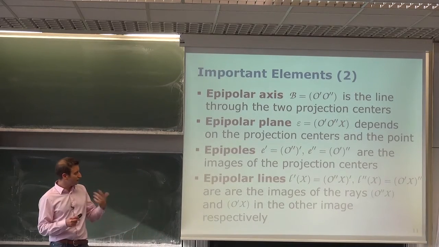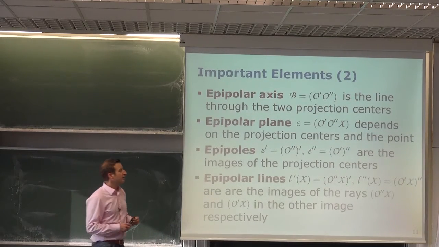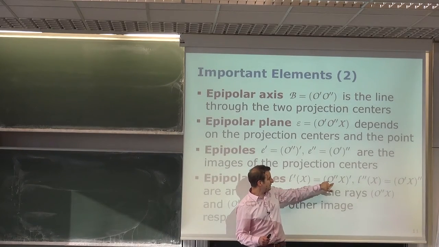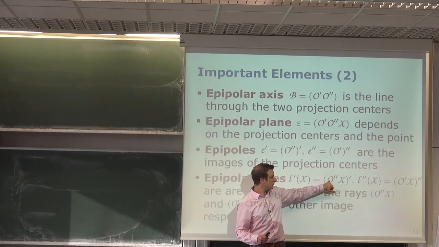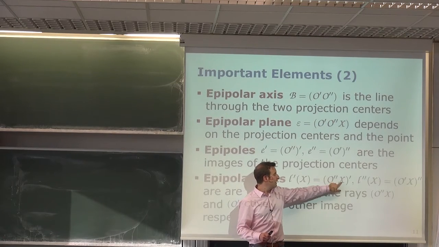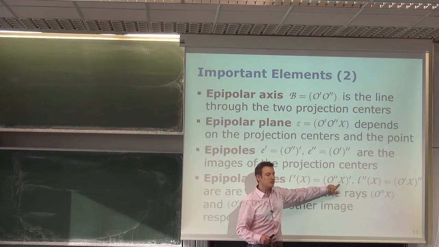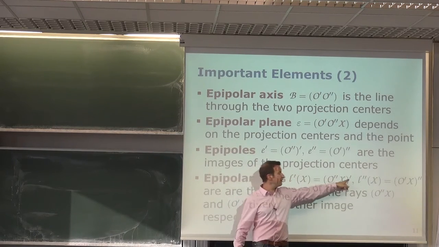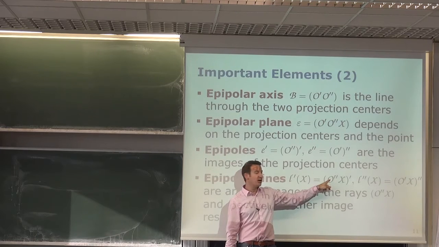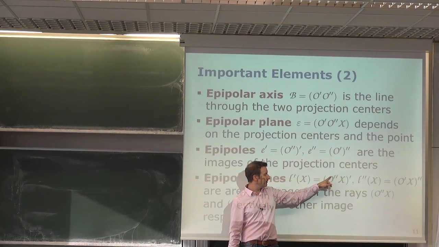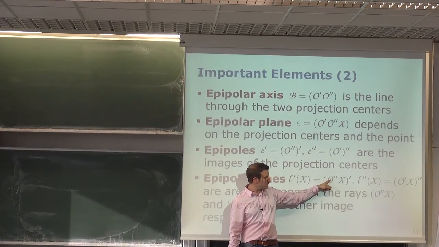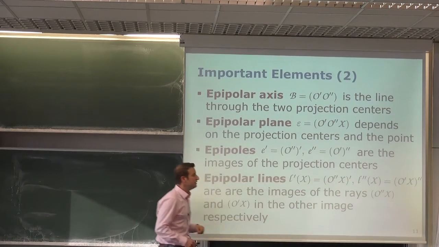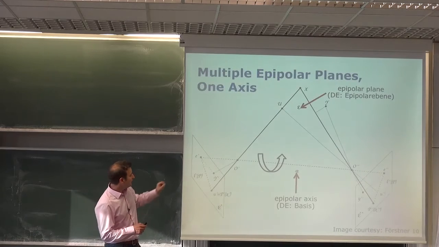And then I can also define these epipolar lines. The epipolar line is defined by projecting the line from the projection center and the corresponding point into the other image. So for the epipolar line in the first image, it's the second camera's projection center and the corresponding point. And the same for the other one.